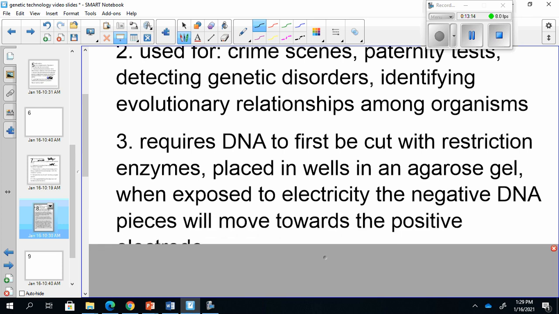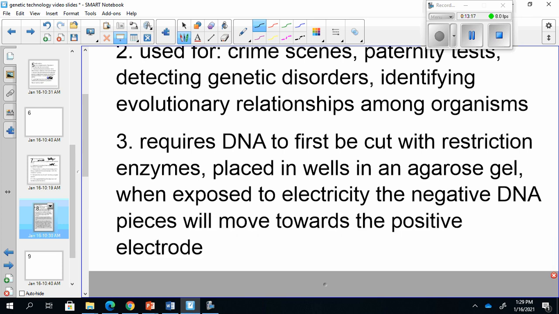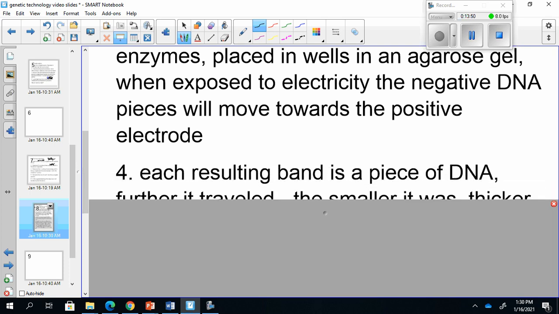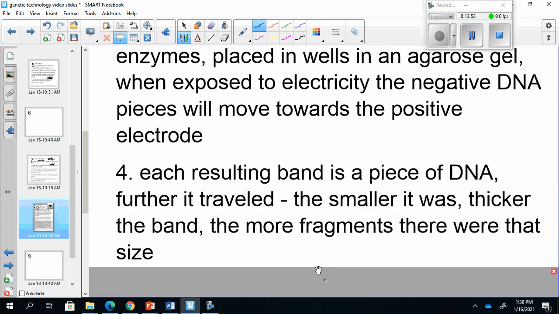All right, so in order to do it, it requires DNA to first be cut with restriction enzymes. So again, those are the ones that cut at the very specific palindromes and give you the sticky ends. Then you place those fragments into an electrophoresis gel. So the gel is an agarose gel, which means it has little spaces for molecules to move through. And then you cover it, turn on the electricity, and the DNA is going to move from the negative electrode to the positive electrode. And again, you'll see that happening. You can literally see the bubbles and see the movement. You put a dye in there so you can trace it and follow it. And then each resulting band is a piece of DNA.